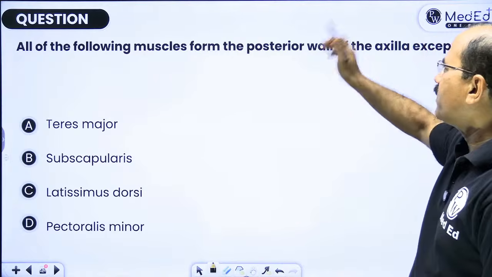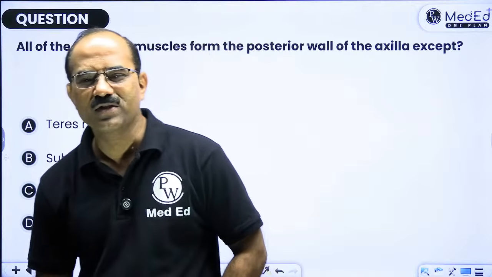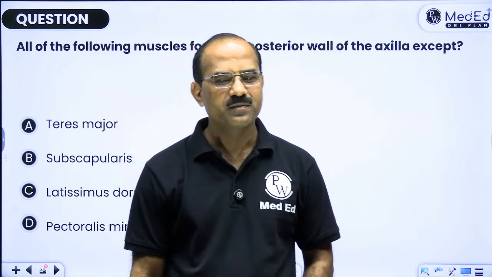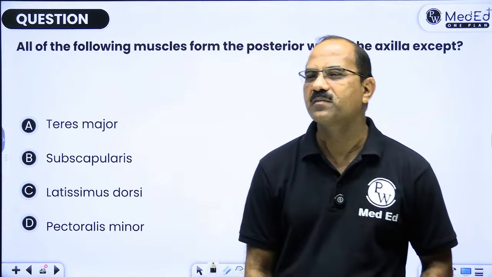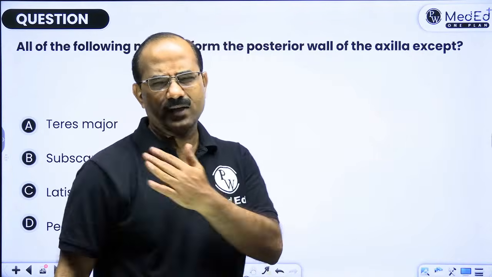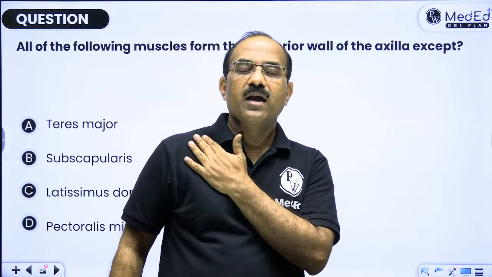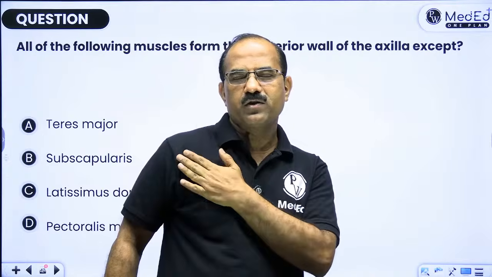Okay, all the following muscles form the posterior wall of axilla except. Can you tell? The anterior wall is formed by pectoralis major, pectoralis minor and subclavius. Anterior wall of axilla: pectoralis major, pectoralis minor, subclavius.